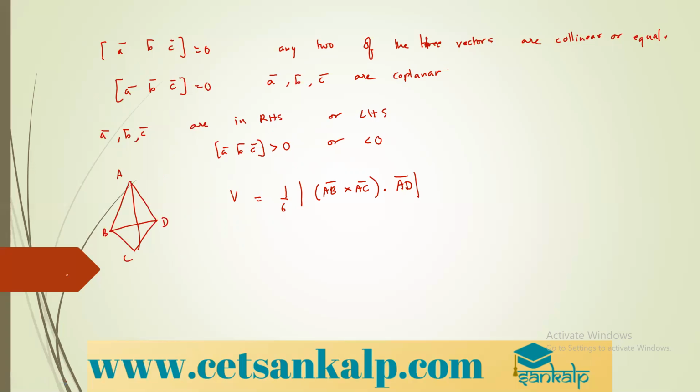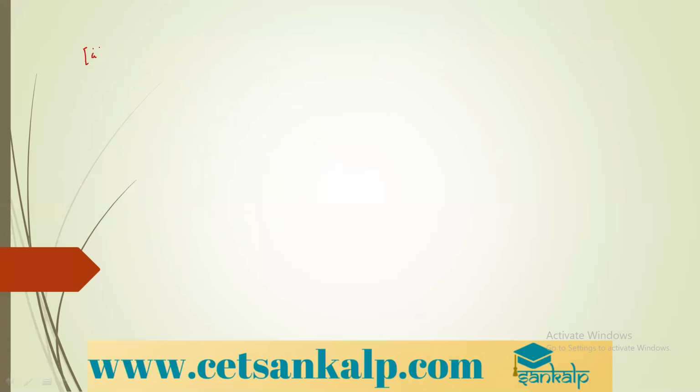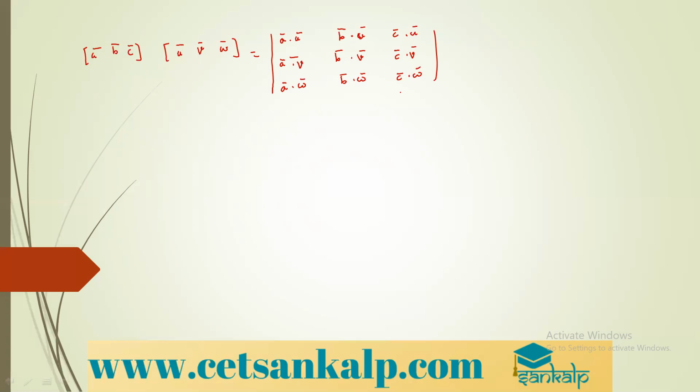The next formula is box abc into box uvw is the determinant of a dot u, b dot u, c dot u; a dot v, b dot v, c dot v; a dot w, b dot w, c dot w.